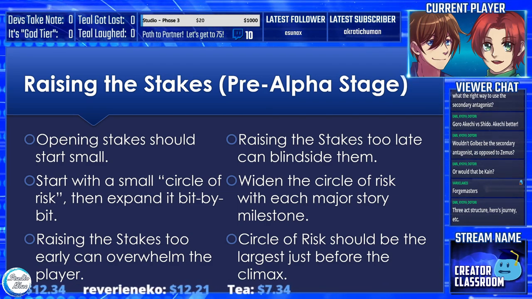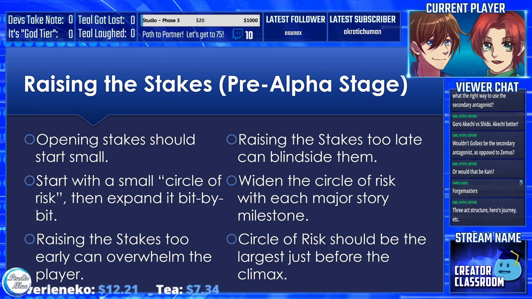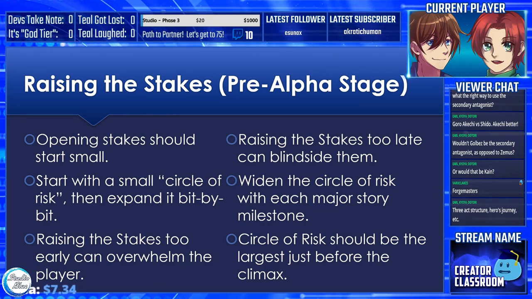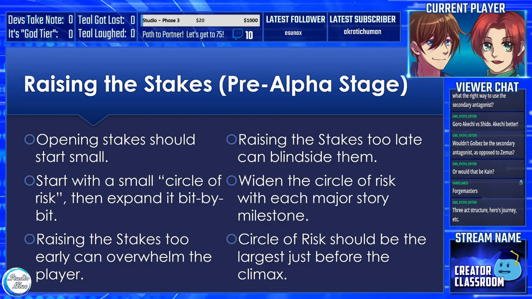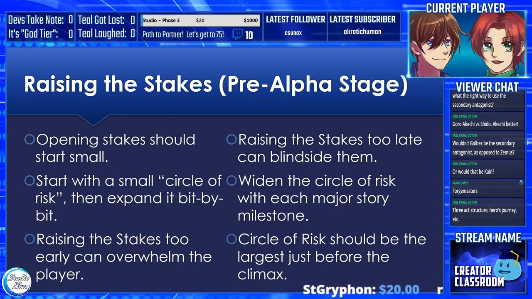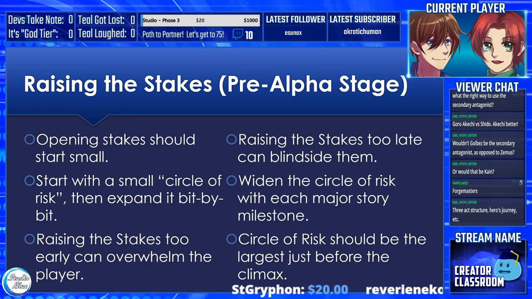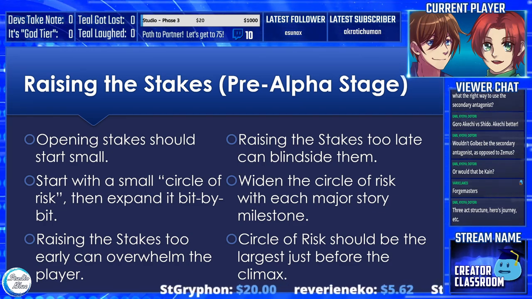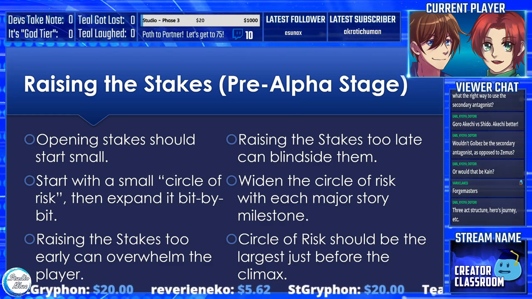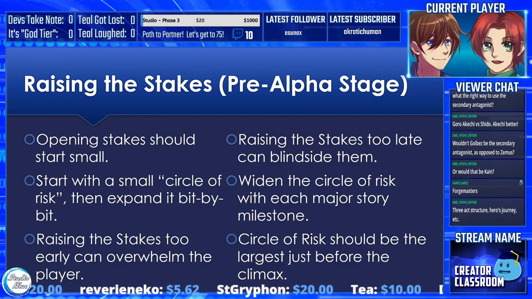A good measurement is to widen the circle of risk with each major story milestone, having it at the largest just before the climax. This is shown well in Final Fantasy VI, where the second half of the game is about the heroes overthrowing the mad god Kefka, only to discover just before the final battle that his true goal is the complete destruction of the world.